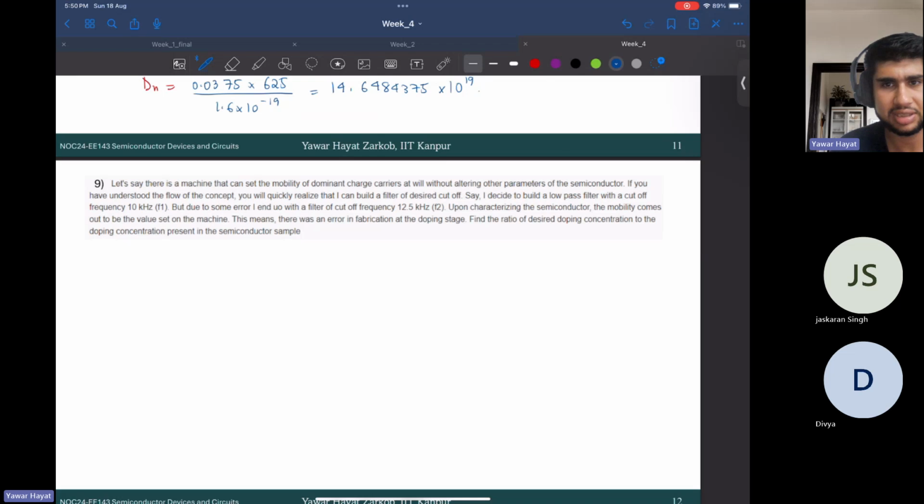Upon characterizing the semiconductor, the mobility comes out to be the value set on the machine. This means that there was an error in the fabrication at the doping stage. You need to find the ratio of the desired doping concentration to the doping concentration present in the semiconductor sample. Please attempt this one. Meanwhile, I'll also attempt, and let's see how our answers compare.